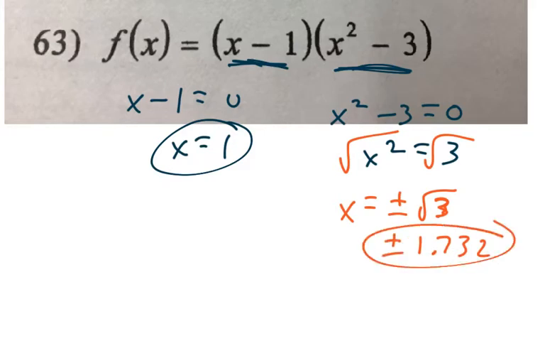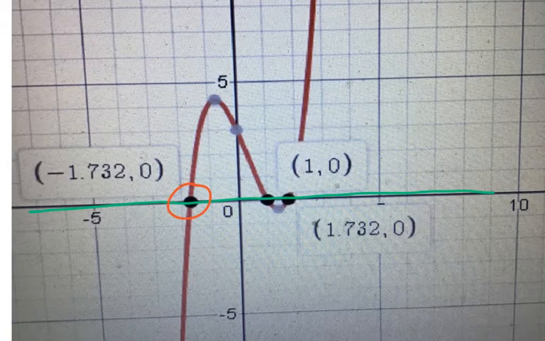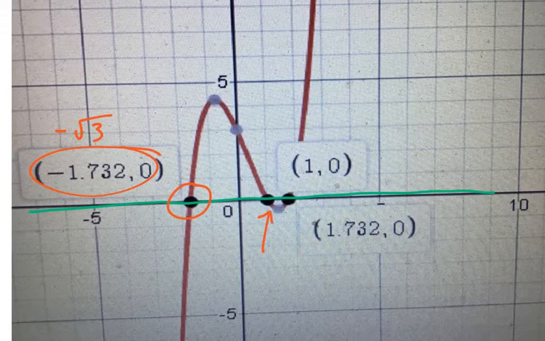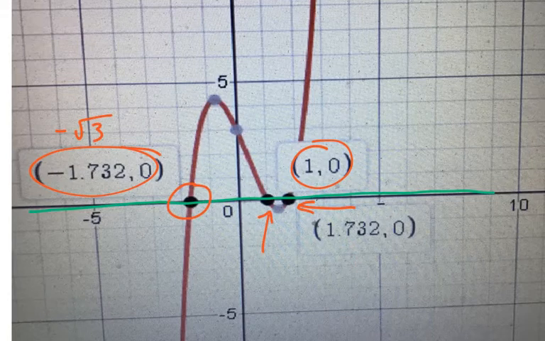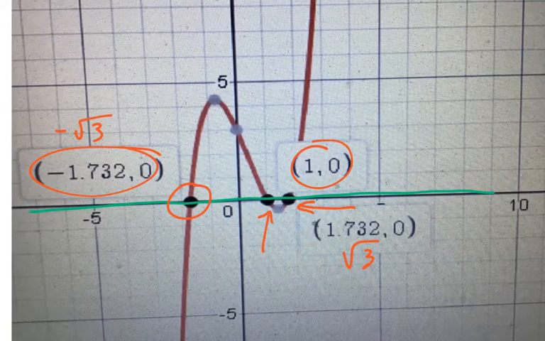All right, so let's see if that matches its actual graph. Again, note, guys, here is the x-axis shown in green. Notice it crosses over here at negative 1.732, i.e., negative square root of 3. It crosses right there at 1, 0. And it crosses right there at positive square root of 3. That, again, matches exactly what we got here. Okay? So, guys, pause the video and try the next problem, please.